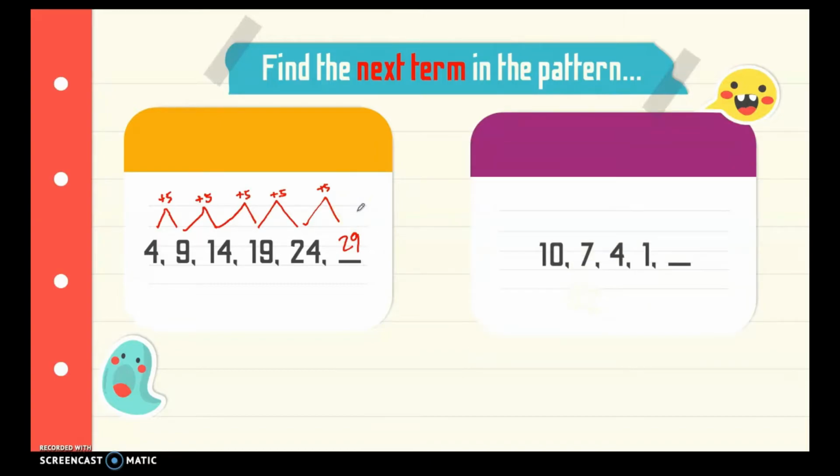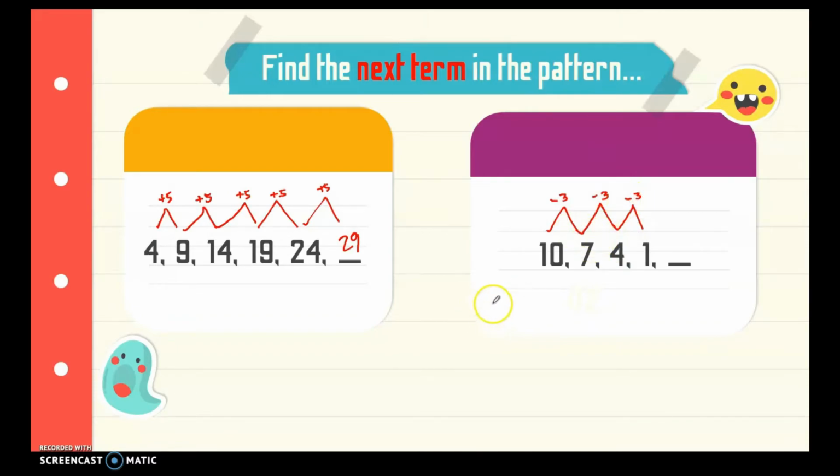Next, you have here 10, 7, 4, 1, and what's the missing term? The next term after 10 is 7, so we can say that we need to subtract 3. We need to confirm it by checking the next term. So the 7 becomes 4 by subtracting 3. Okay, and 4 minus 3 is also equal to 1.